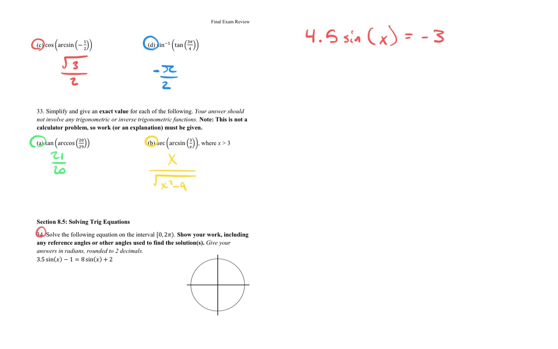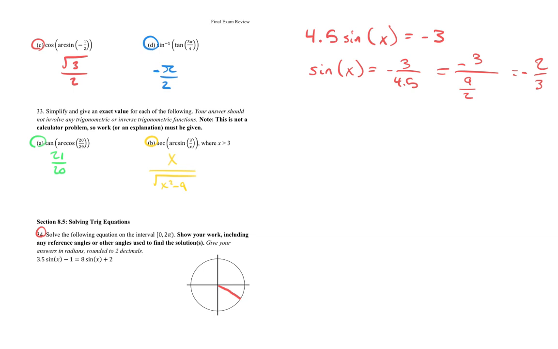So from here, I'm going to divide by 4.5 on both sides and get that sine of x equals negative 3 over 4.5. So 4.5 is the same thing as 9 halves, or we could also enter this into our calculator. What we should see is that this is negative 2/3. So next we want to figure out what angle gets us this y-coordinate of negative 2/3.